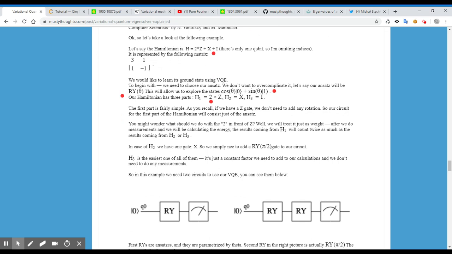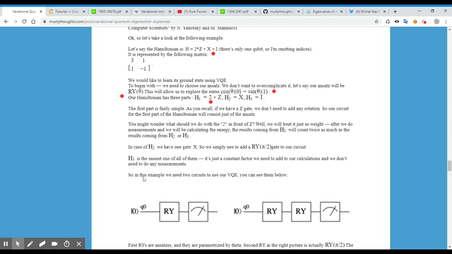Anyway, the first part is fairly simple. We have a Z gate. We don't need to add any rotation, so our circuit just consists of the ansatz. You might wonder what we should do with the other terms. In the case of H2, we have one gate X, so we simply need to add an RY rotation to our circuit. Why not a Hadamard? I don't know. H3 is the easiest one of them. It's just a constant factor we need to add to our calculations, and we don't need to do any measurements.